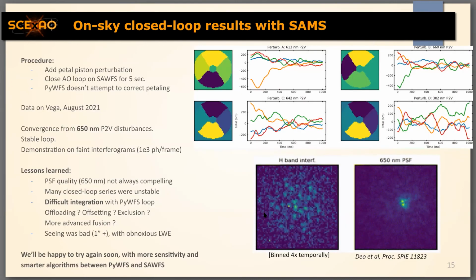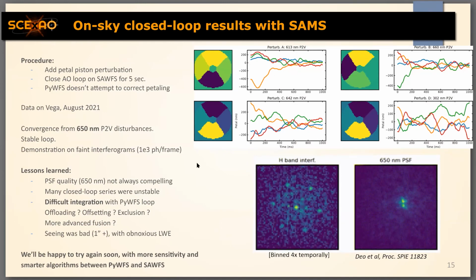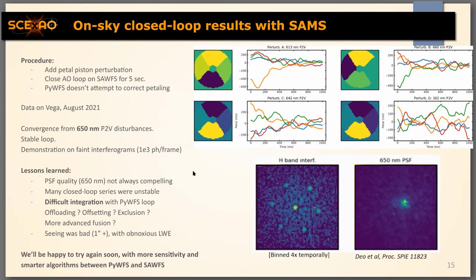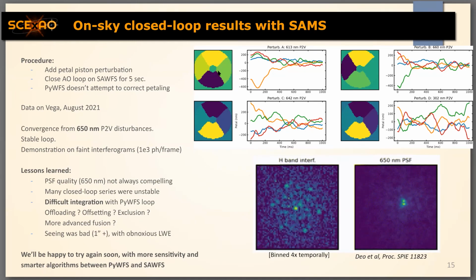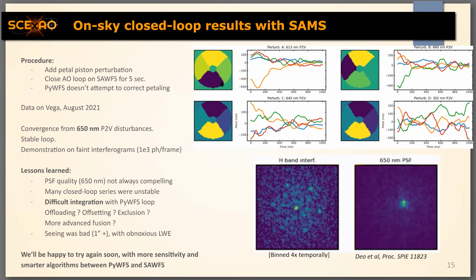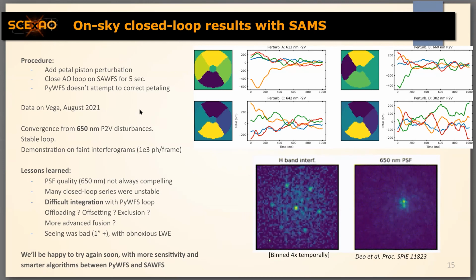And so these are some on-SCAO results that were taken this summer. There's a little bit of backstory to HCAT, but essentially we were applying those differential piston maps on the internal deformable mirror in SCExAO, and then closing the loop with the sparse aperture wavefront sensor to try and correct them.